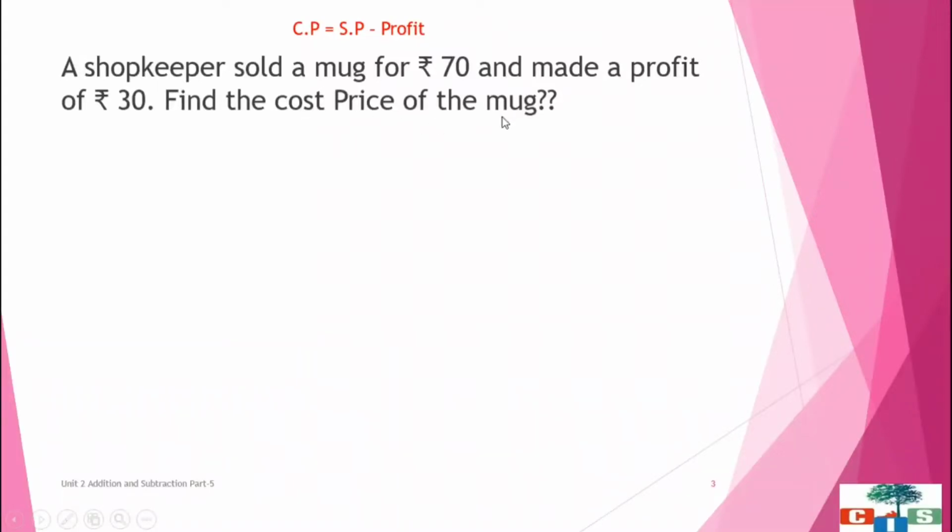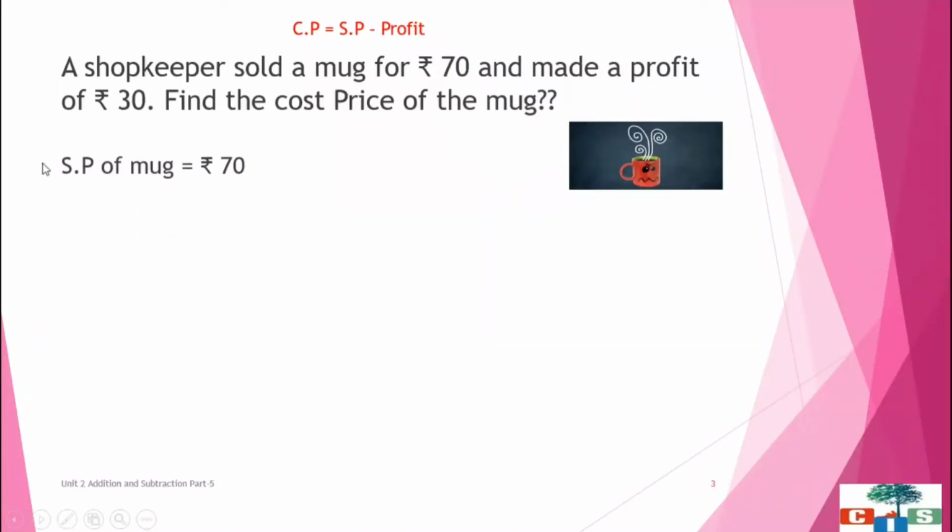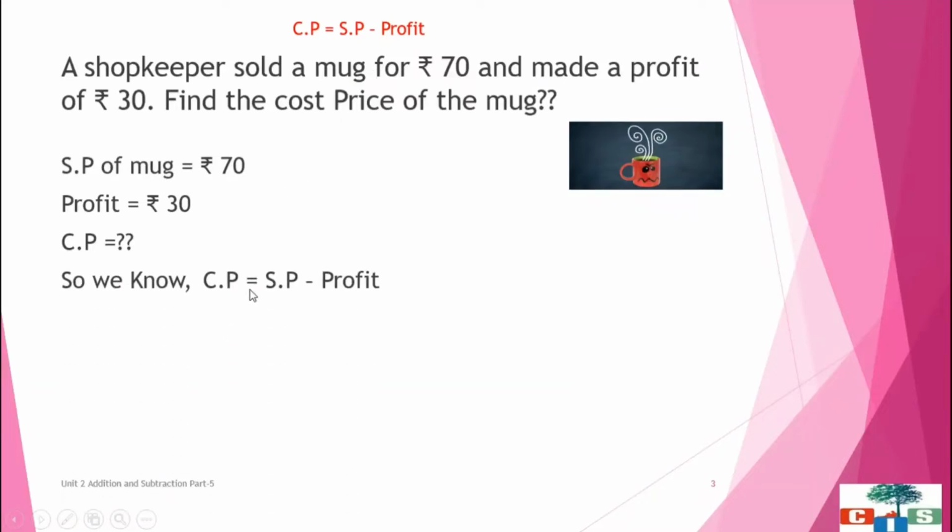First of all we will write what is given in the statement. Selling price of the mug is rupees 70. Profit is rupees 30. What do we need to find? We need to find the actual cost price of the mug. What is the formula for finding the cost price when selling price and profit are given? We have to subtract profit from selling price. So cost price is equal to selling price minus profit.